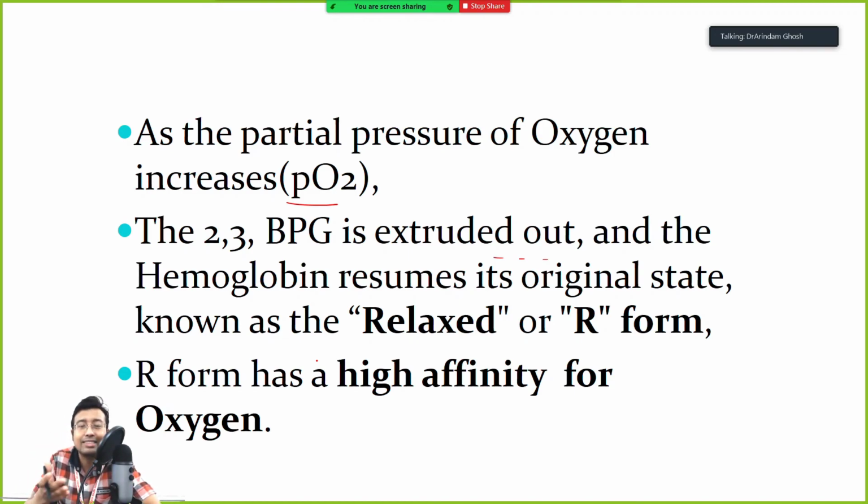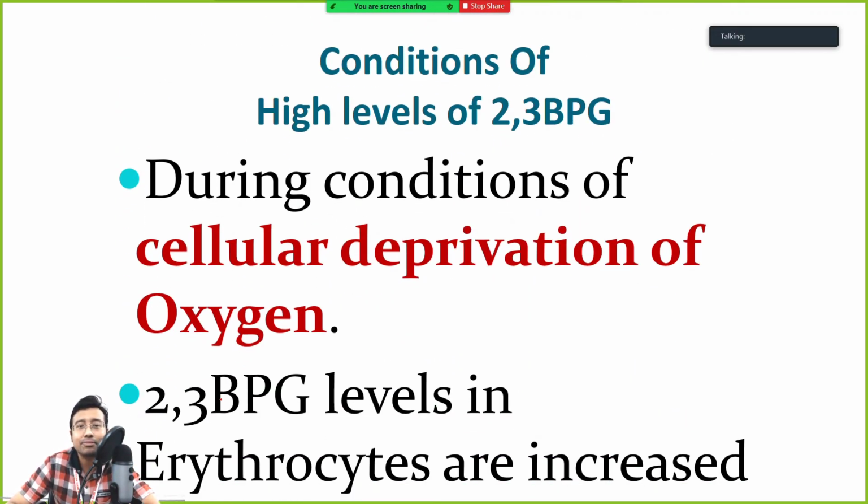So, it is important that oxygen also tries to favor the same thing, and it always tries to go back to its original R form, and it tries to kick out the 2,3-BPG. So, R form has high affinity for oxygen, okay? So, let us recap again a few things.